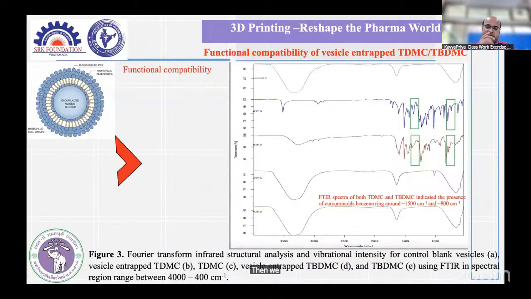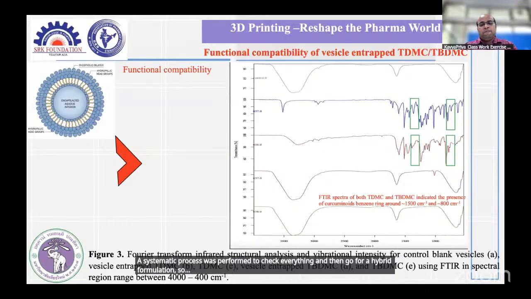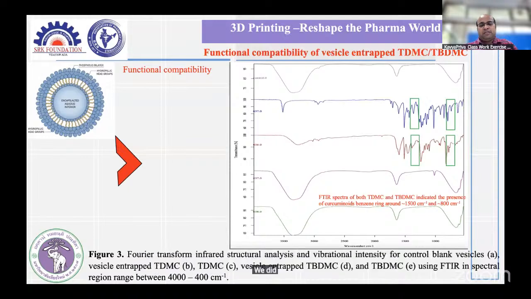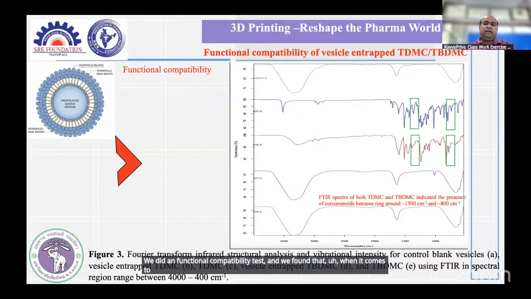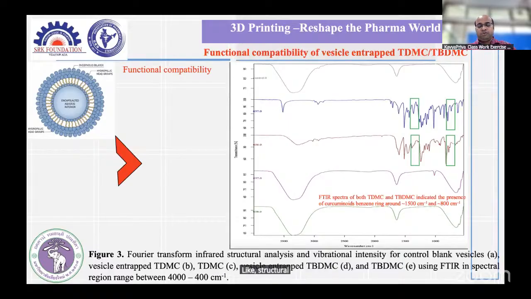Then we went to check the functional compatibility. All this we have done before going to 3D printing. A systematic process was performed to check everything and then go for a hybrid formulation. We did a functional compatibility test and found that, when it comes to spectral identification of curcumin, the benzene ring was obtained around 1500, and that confirmed that the entrapped vesicles still hold, like structural conformity was obtained from there.